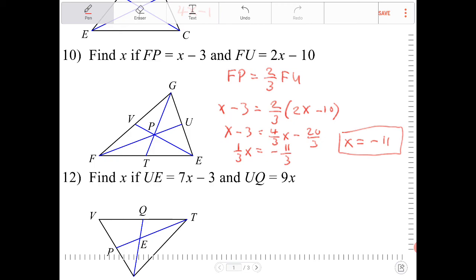Let me see here. Did I do all that correctly? If x ends up being negative 11, then FP will end up being not a whole number. So I got to go back and check. Let me take a moment here and just think about this.